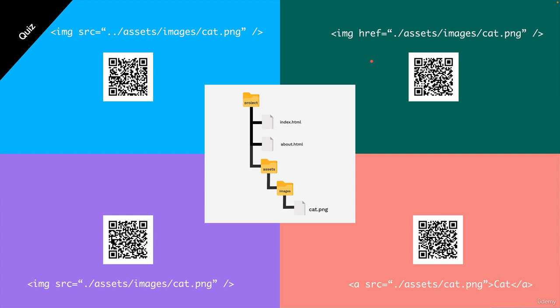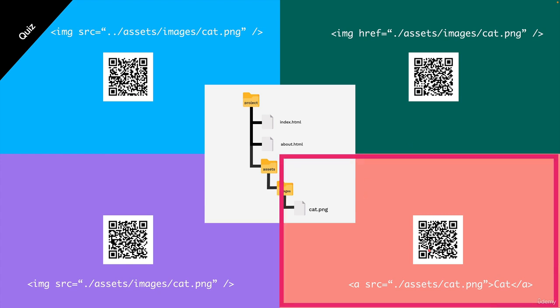Now, the next one is this one. And the reason why this one is also incorrect is because the image tag uses an attribute called source, SRC, and not the href. The href is only for the anchor tags and not for the image tag. And because in this case we want to display our cat image, then this is also unfortunately wrong.